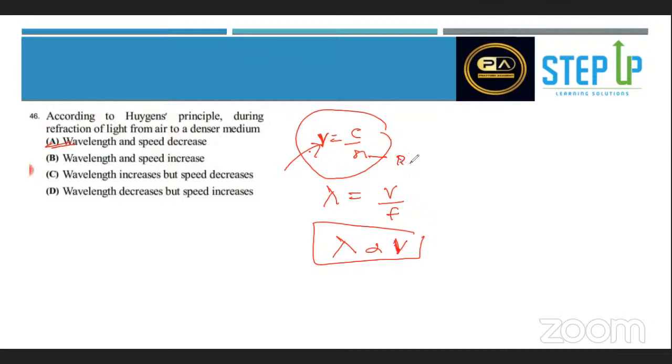This is refractive index, right? So refractive index from rarer to denser medium. If you are moving from rarer to denser medium, what happens to the refractive index value? It increases. If refractive index increases, the velocity decreases. And as I know that velocity is directly proportional to wavelength, so here velocity or speed is decreasing, so wavelength also decreases. So that's why we are writing the first as the option.